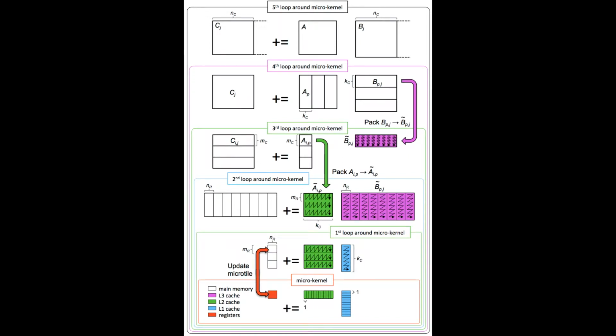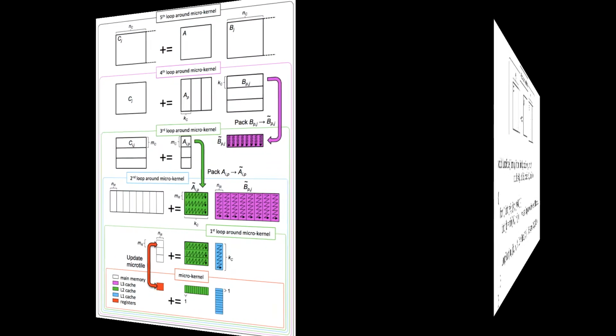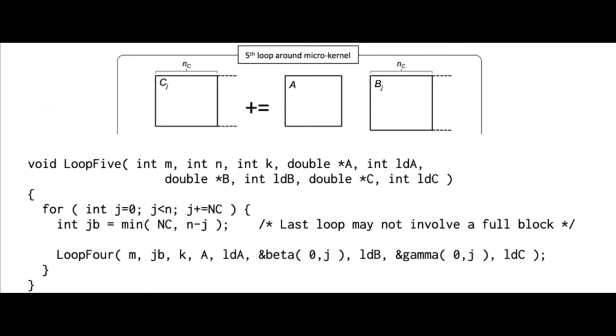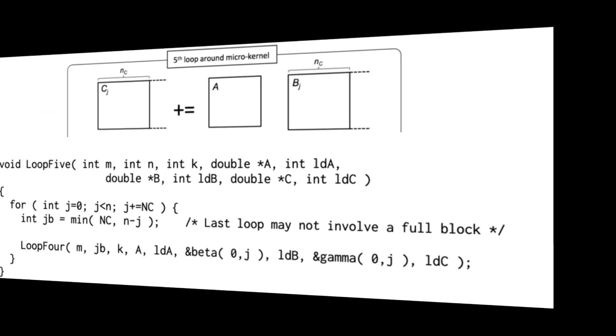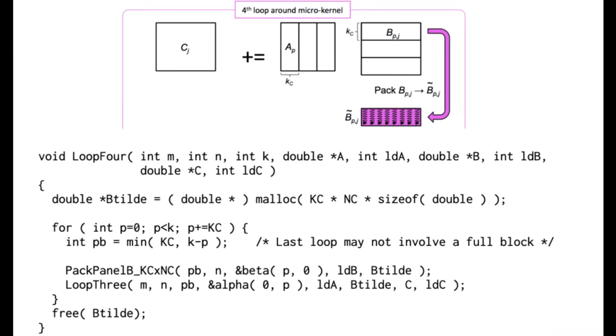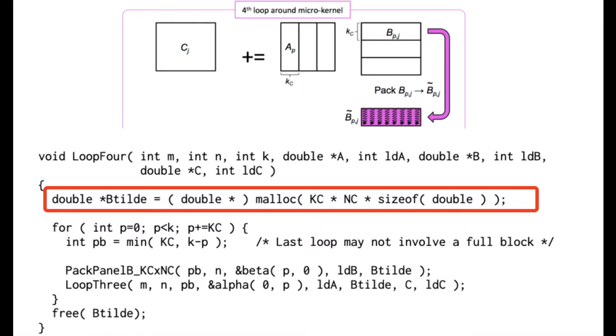Now that we know how packing fits into the picture that captures the 5 loops around the microkernel, we turn our attention to translating that updated picture into code. The implementation of the 5th loop around the microkernel is unaffected. In the implementation of the 4th loop around the microkernel, we now add the allocation of a buffer into which to pack the row panel of B.